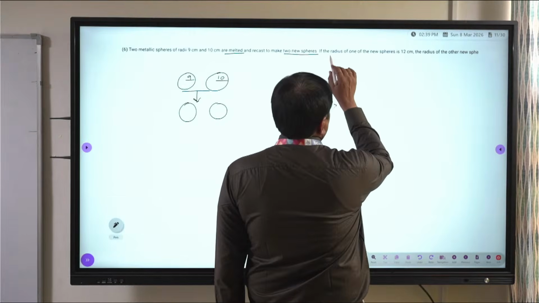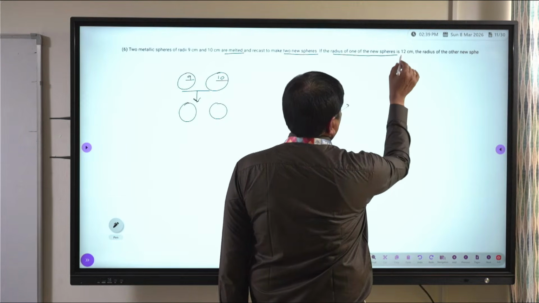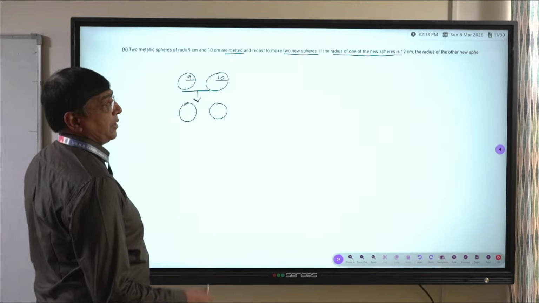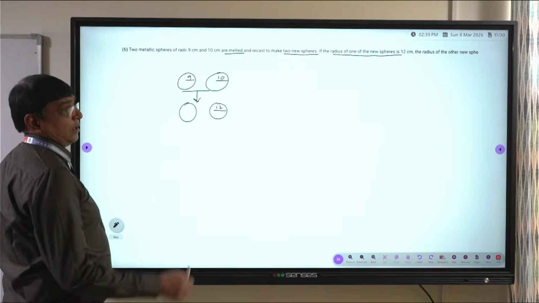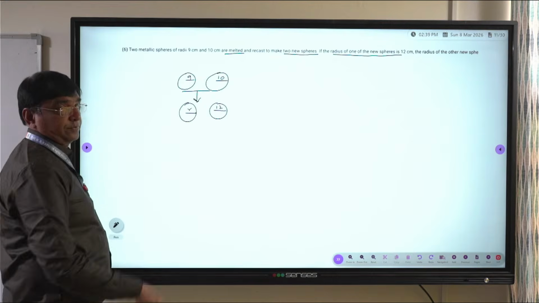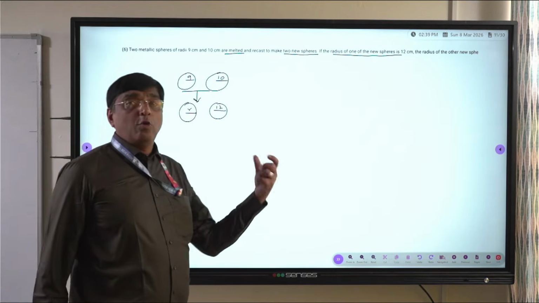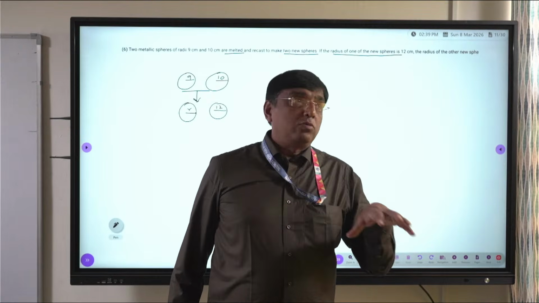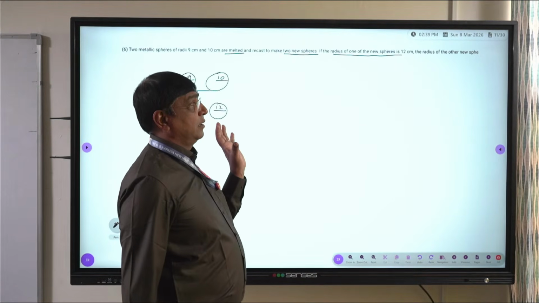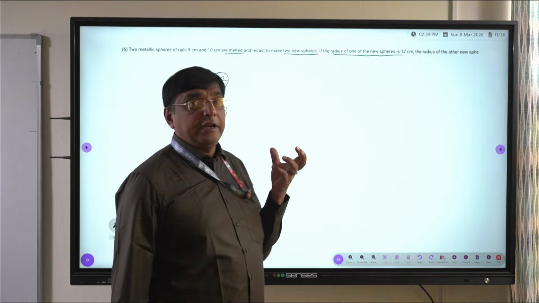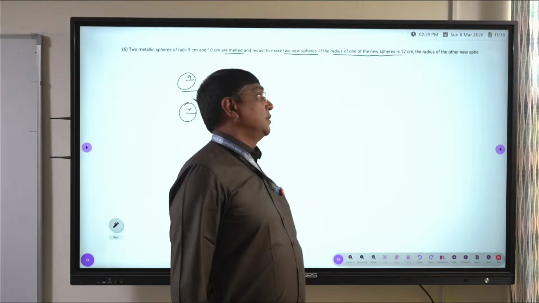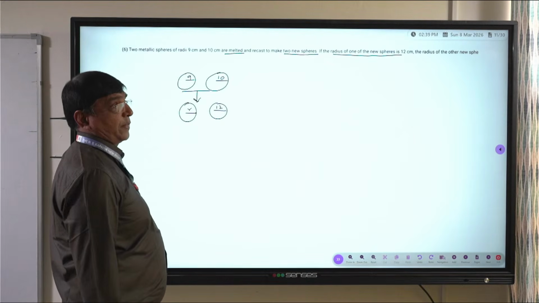In which the radius of one of the new spheres is 12 centimeter. जिसमें से एक की radius 12 है. You have to find the other one. दो sphere को melt करके दो sphere बनाने, जिसमें से एक नए स्फीयर की रेडियस दी है, हमें दूसरे स्फीयर की रेडियस फाइंड करनी.